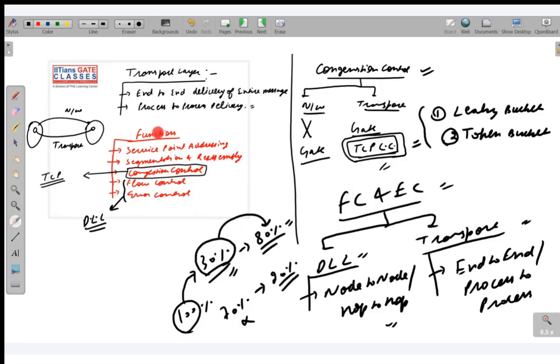Okay, so functions, we have done three functions. So service point addressing and segmentation and reassembly, only two are left. So service point addressing, let me jump to the next slide, take snapshot. Done? Yes, sir. Okay.